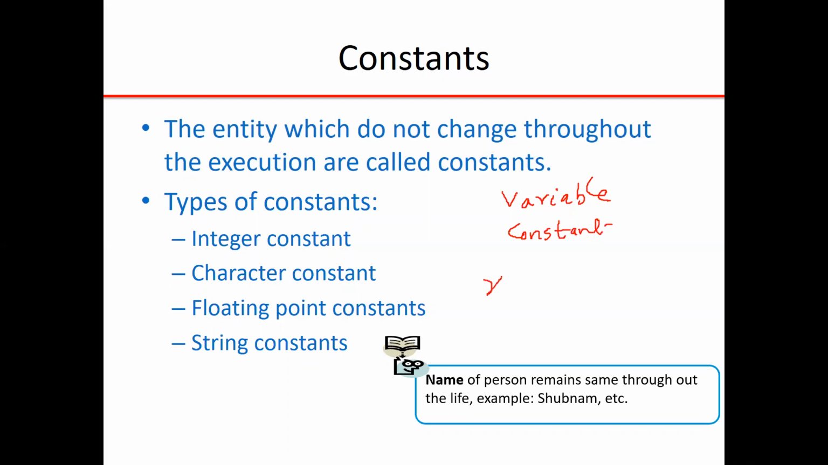Suppose X is a variable. If I store 5 in this variable X, the 5 is constant, X is variable, and equal to is the assignment. Assignment means 5 will be stored into the variable X. This statement is called an assignment statement. In this assignment statement, X is a variable, and 5 is a constant, and it is an integer constant.